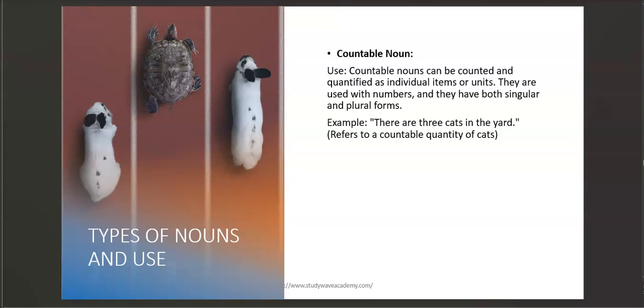So countable nouns, just from the word countable, these are nouns that can be quantified. And what do I mean by quantified? You can attach a number to it. You can say 4 chairs, you can say 10 spoons, you can say 5 children. So you can add a number or attach a number to them. So those are the countable nouns, okay? Do not forget about that too.